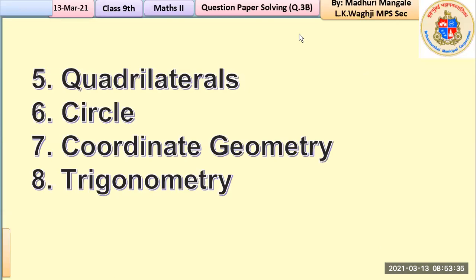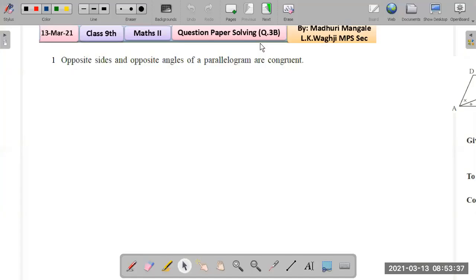Now question number 3B. Here you will have to solve 2 questions, and each question will be of 3 marks. Let us look at the first one. It says opposite sides and opposite angles of a parallelogram are congruent. So we have to prove this. This question is on proof, and it's from the chapter quadrilaterals. So how do we begin with this one?